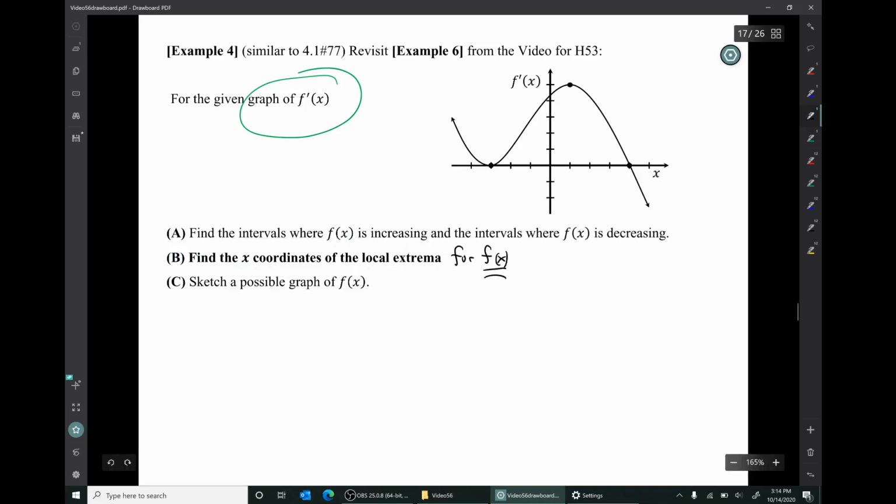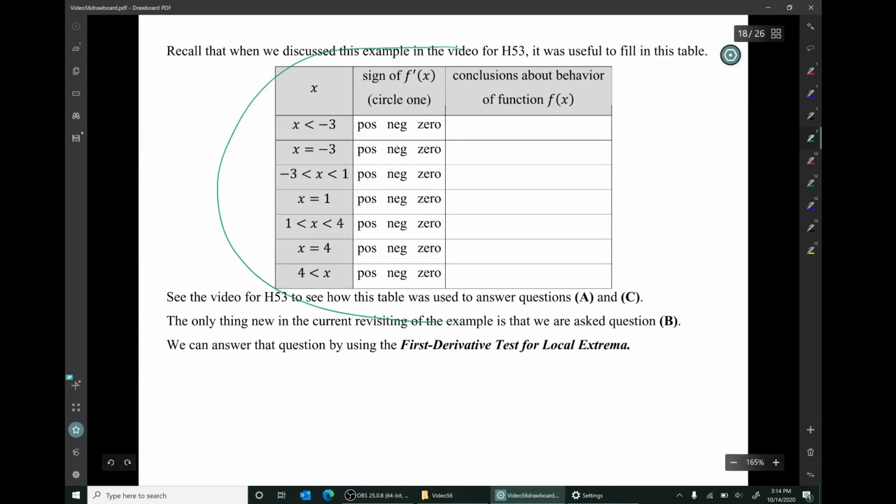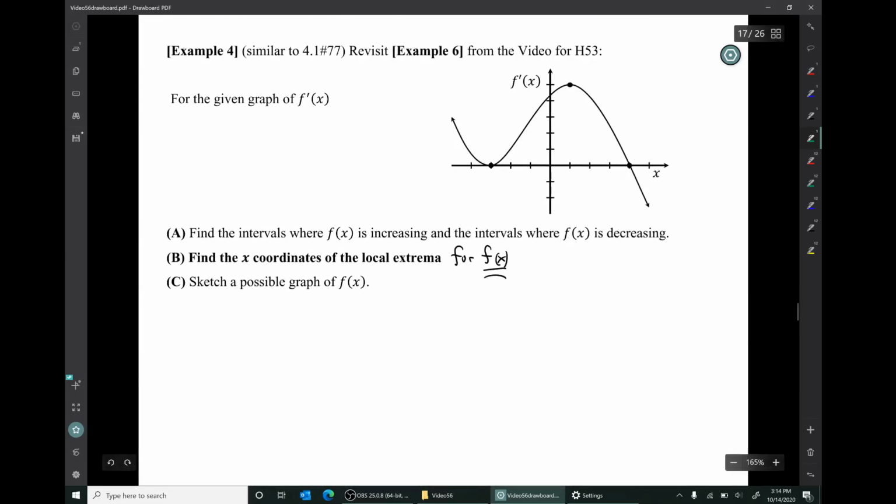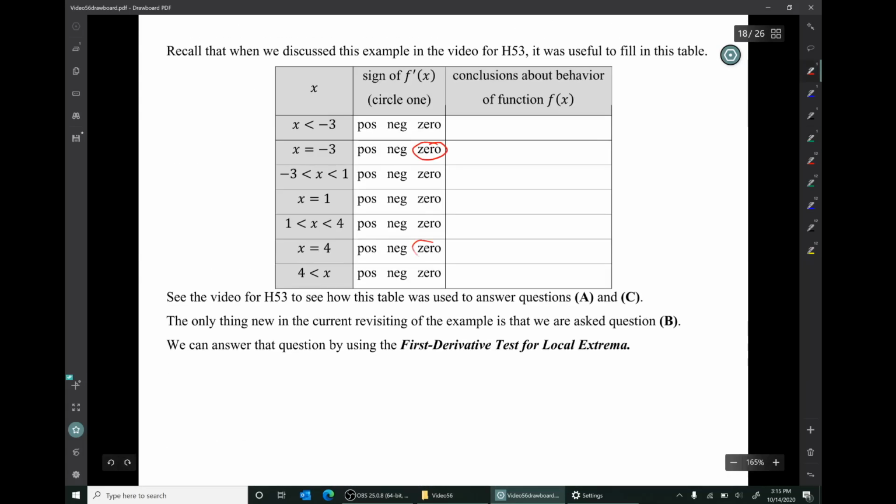All right, we'll start by remembering how we answered questions A and C. We filled up this table. We made observations about the sign of f prime, and we translated them into conclusions about the behavior of the function f of x. So our observations were that at x equals negative 3 and at x equals 4, f prime was equal to 0. And that corresponded to horizontal tangent lines on the graph of f.